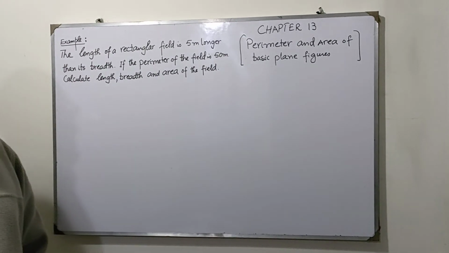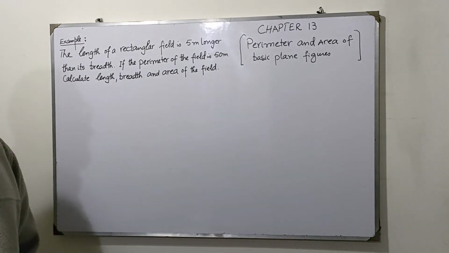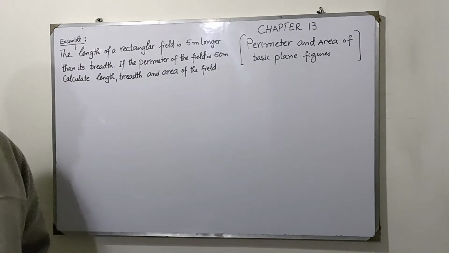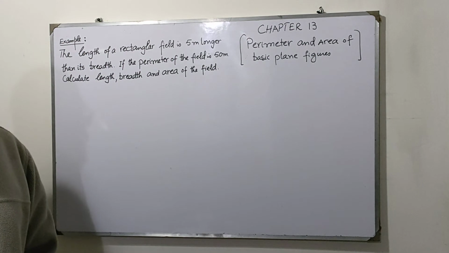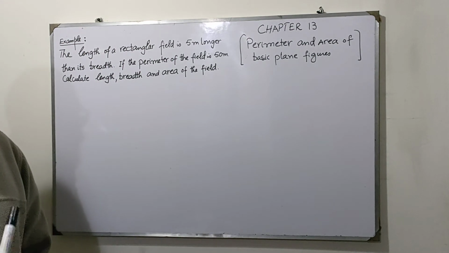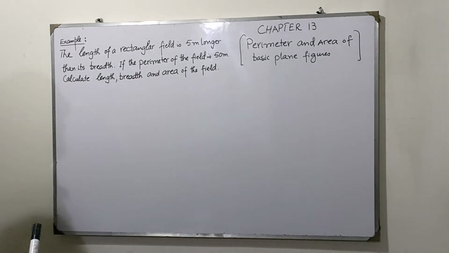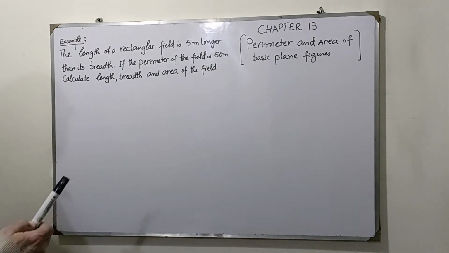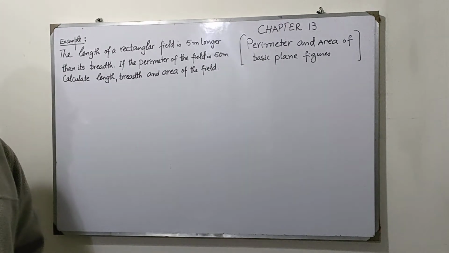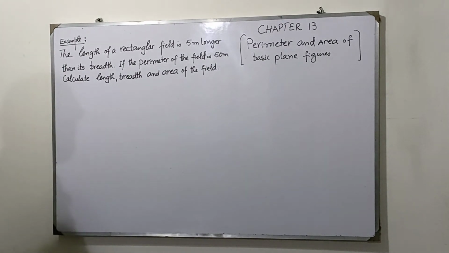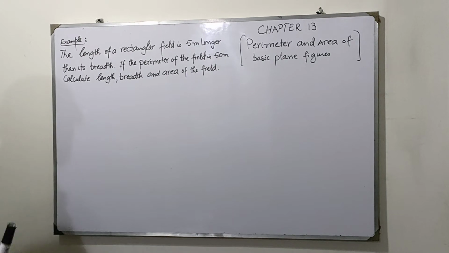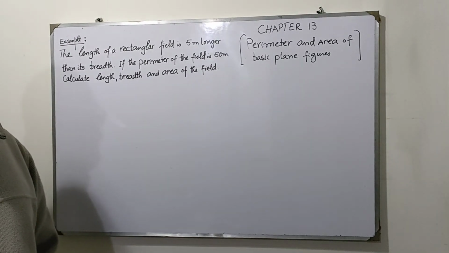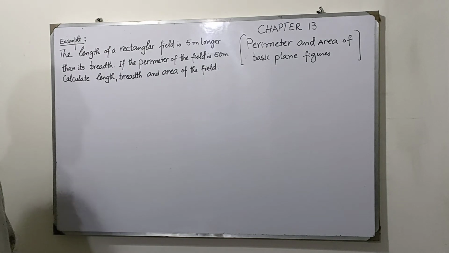Now the length and the breadth of the field are not given, but the idea given to us is that the length is 5 meters longer than the breadth. Another thing is the perimeter is given. So let's start. First we will draw a diagram, and we are going to assume some variable for the length and the breadth.